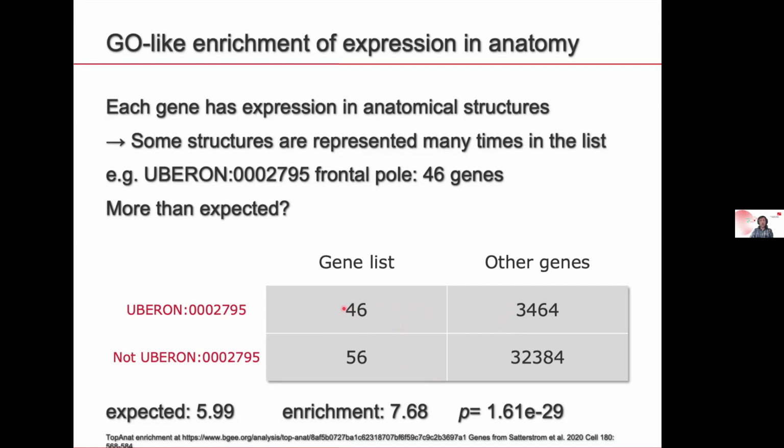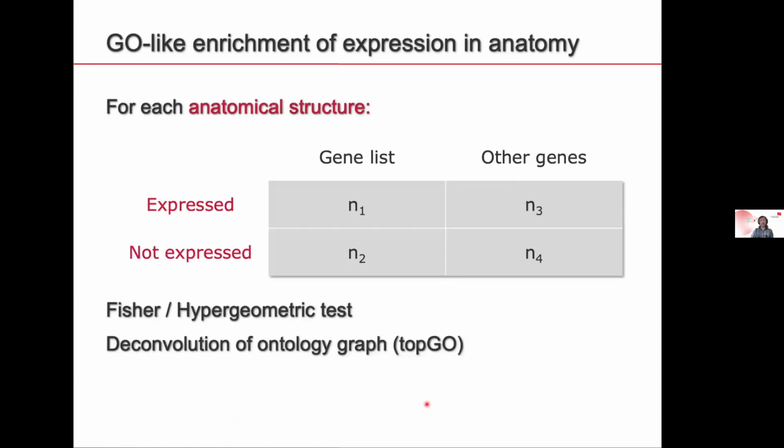You would expect here 5.99 genes of a gene list of this size expressed in the frontal pole, and we get 46. That's 7.68 times more. And the p-value for a Fisher exact test for this is 10 to the minus 29, which is significant. I think we can all agree. So our gene list has many more genes expressed in the frontal pole, which is a part of the brain, than would be expected by chance. And you can do this generally for every anatomical structure.